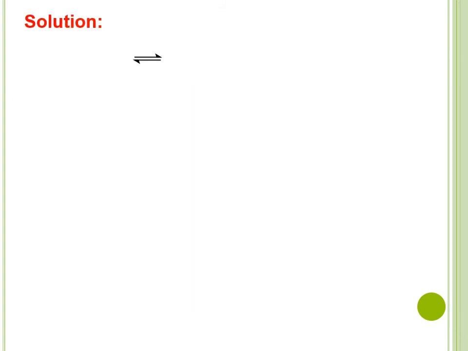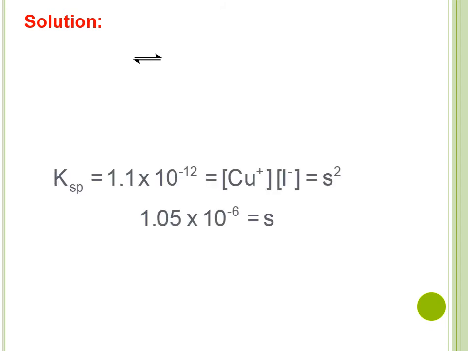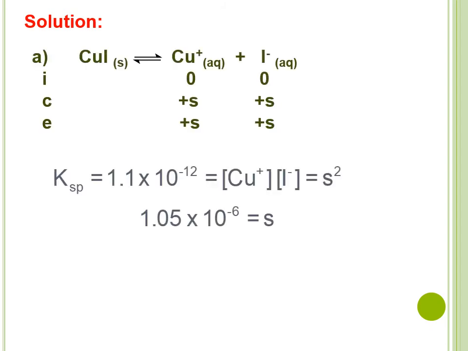The solution is, firstly, you write the balanced equation CuI solid becoming Cu+ aqueous plus I- aqueous. The initial concentration is 0 and 0. There is no common ion yet because this is in pure water. So the change in the equilibrium is S and S respectively.